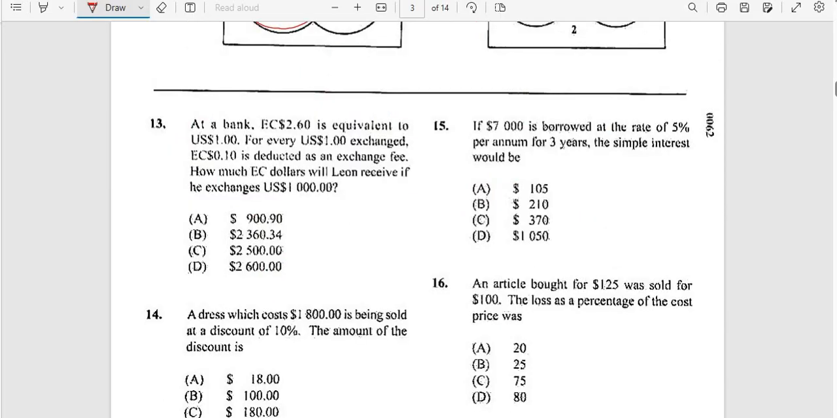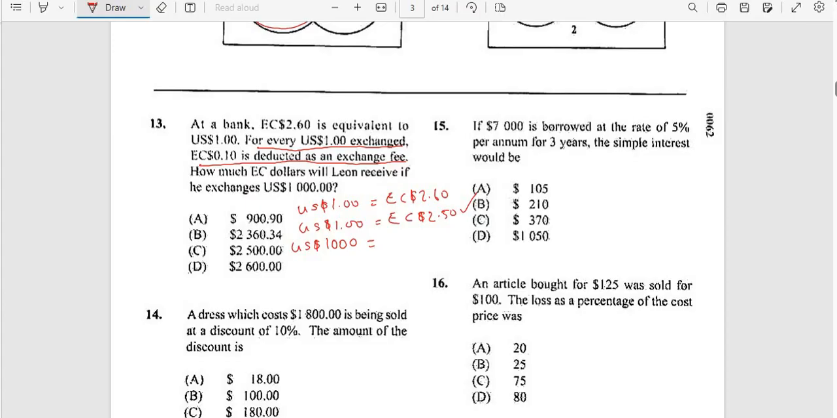At a bank, EC $2.60 is equivalent to US $1. For every US dollar exchanged, you should be getting EC $2.60. However, it says here that for every US dollar exchanged, they're deducting 10 cents as an exchange fee. Instead of getting $2.60 for every US dollar you exchange, you're only going to get $2.50 because they're deducting 10 cents. Therefore, US $1,000 is what amount of EC?